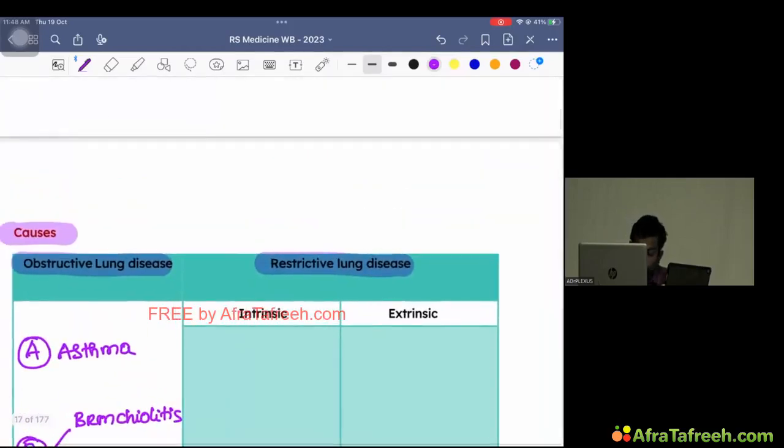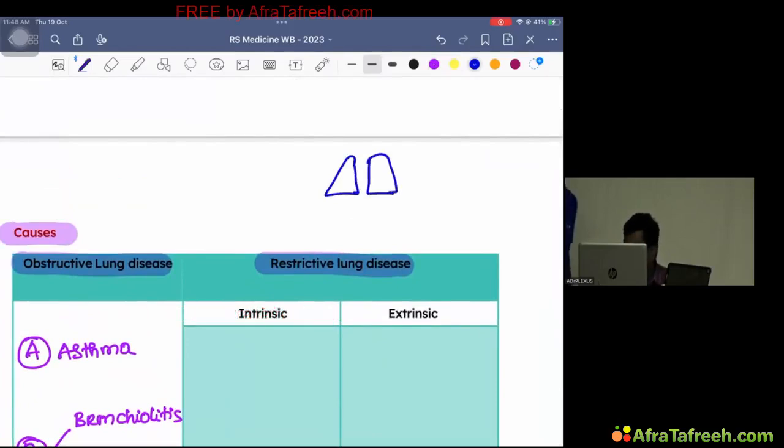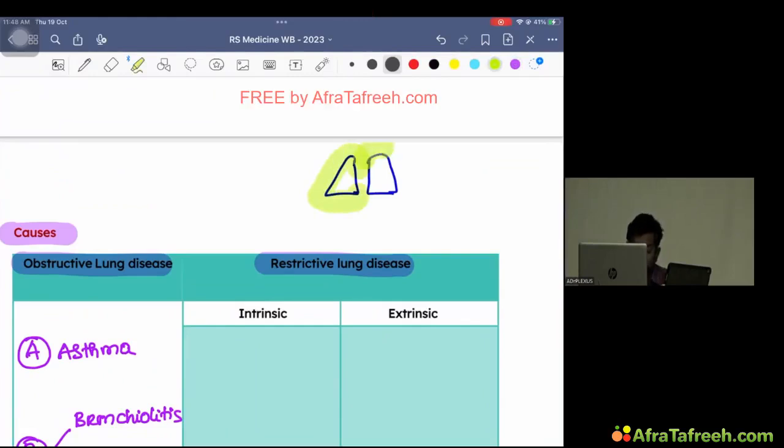Coming to restrictive lung disease. Imagine this is the lung of a patient. Now I am going to cement the lung like this. When I cement the lung like this, can my lung expand? No, it is a kind of restriction.